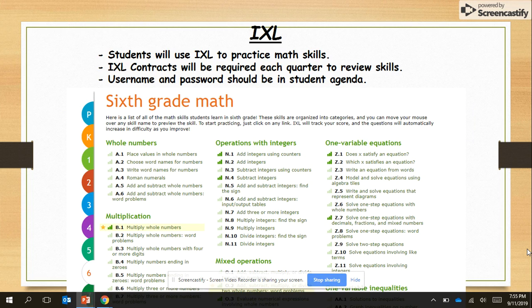So in sixth grade math, we use IXL to practice our math skills. At the end of a lesson, a lot of teachers like to put their students on an item in IXL, and this tells us if they mastered that topic. IXL contracts will be required each quarter to review these skills, and the username and password should be in your student's agenda. If they do not know their username, everybody's username is their first name, last name, the @ Bailey MS. And the password just depends on what math teacher your child has.